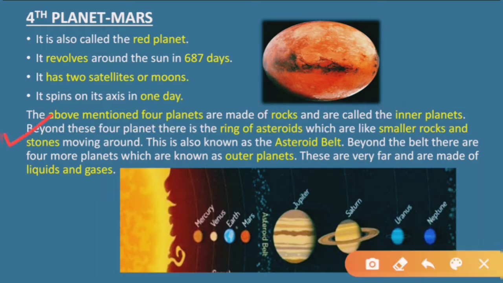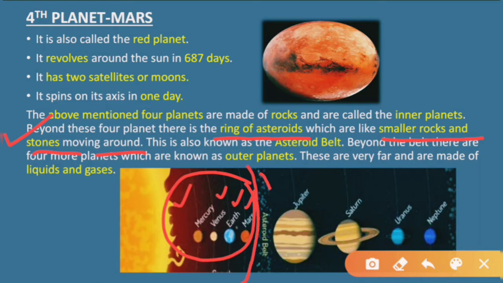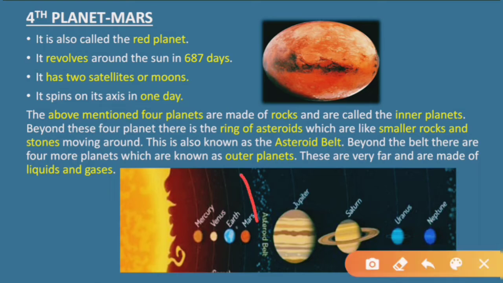Now beyond these four planets, after these four planets, there is a ring of asteroids, which are like smaller rocks and stones moving around. If you see this picture clearly, these are the first four planets, Mercury, Venus, Earth, Mars, which are made of rocks, and these planets are known as the inner planets. And after these planets there is a ring or belt. As you can see in this picture, this belt.